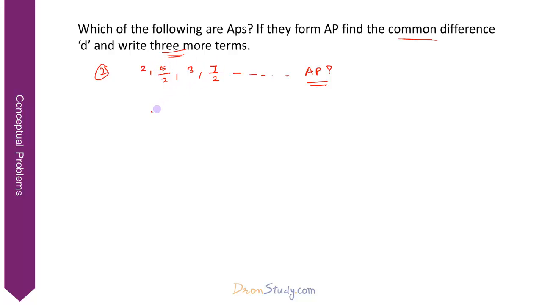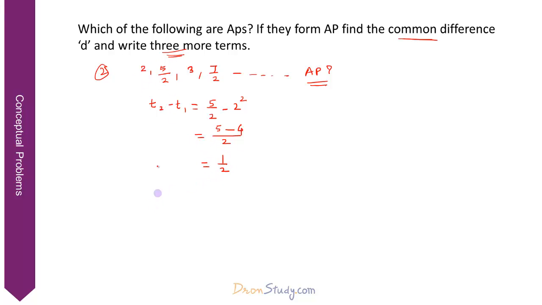First we will take the difference between the second term and the first term, which is equal to 5 by 2 minus 2. Here the LCM will be 2, so we will multiply by 2. So it will be 5 minus 2 2s are 4, which is equal to 1 by 2. So the difference between the first two terms is 1 by 2.